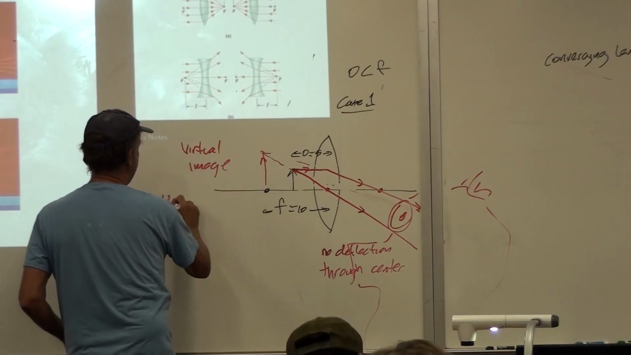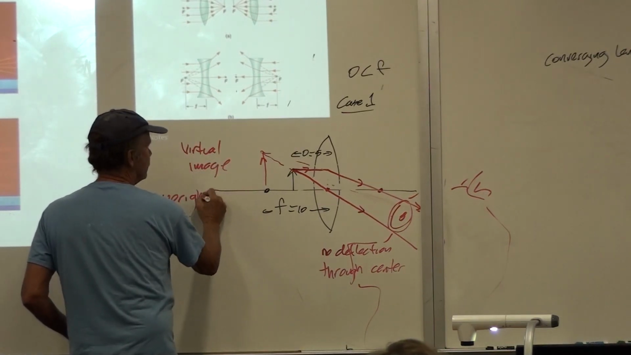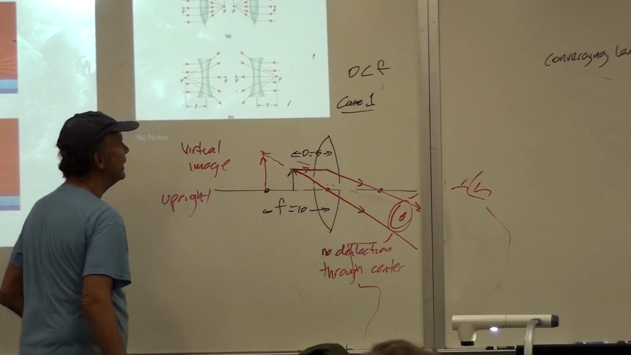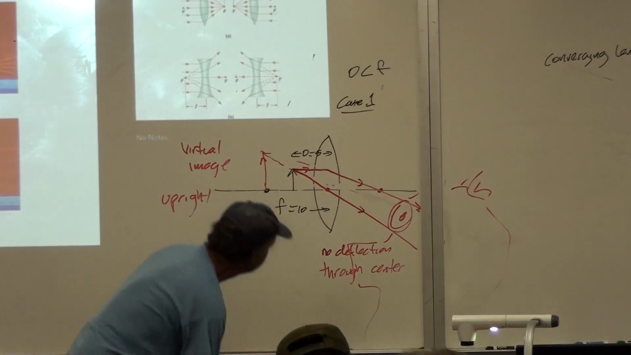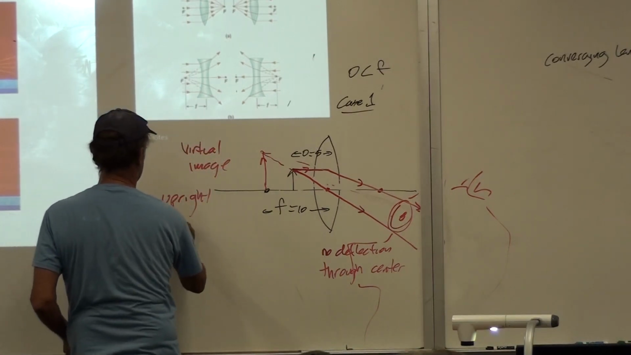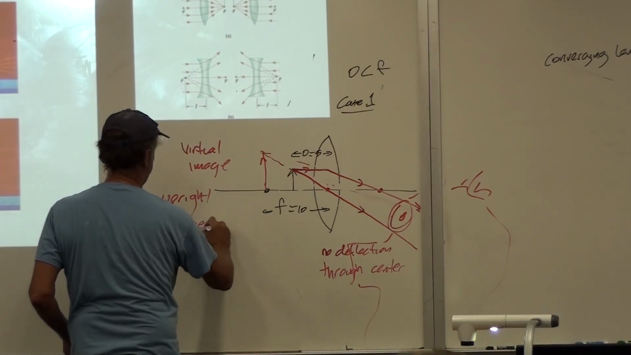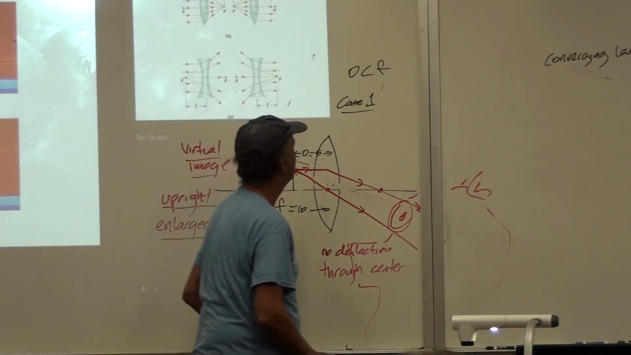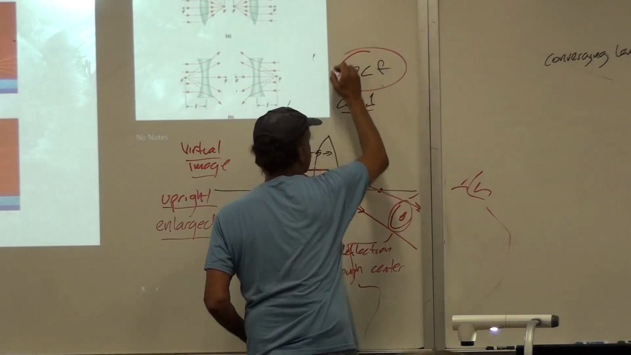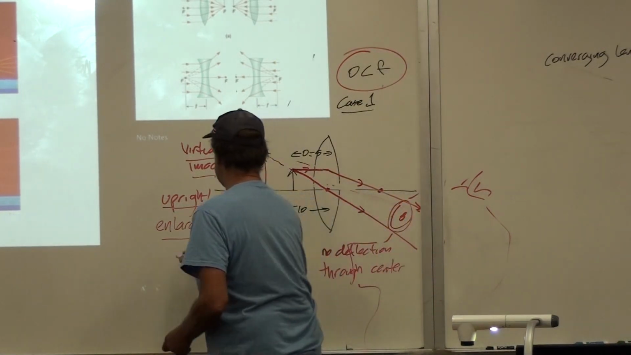This is going to be upright. And it sure looks to me like it's bigger, so we would say that's enlarged. So it's going to be upright, virtual, and enlarged if the object distance is less than the focal length. And that's our magnifying glass.